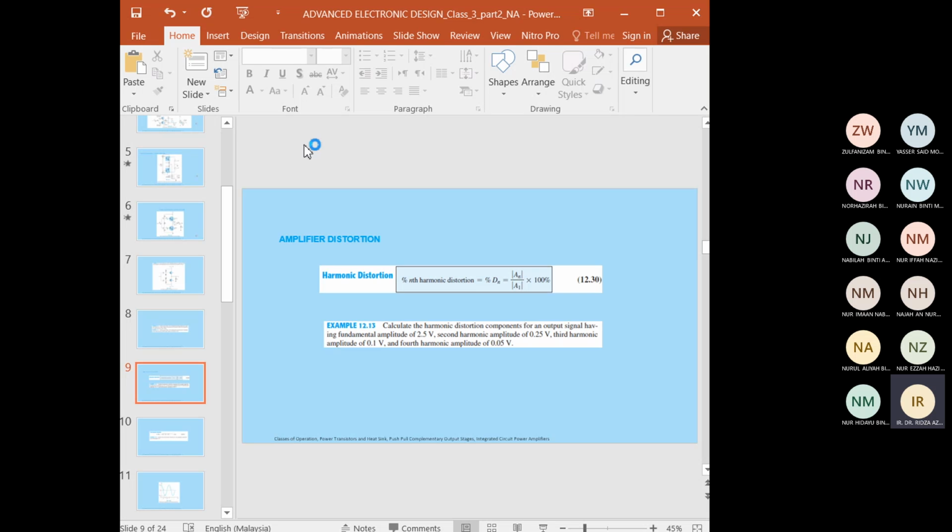Okay. For example, this 12.13: calculate the harmonic distortion components for the output signal having a fundamental amplitude of 2.5 volt. So 2.5 volts is the fundamental. The second harmonic is 0.25 volt. The third harmonic is 0.1 volt. And the fourth harmonic is 0.05 volt. So we have three harmonic distortions that need to be calculated. Right, try that one.